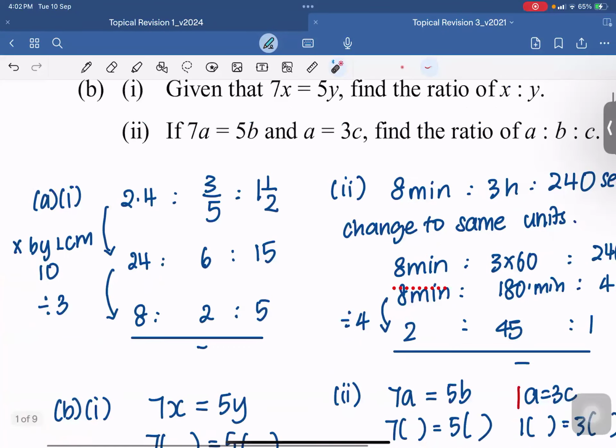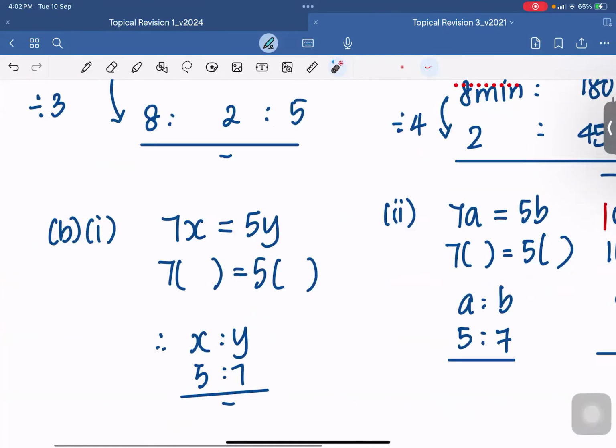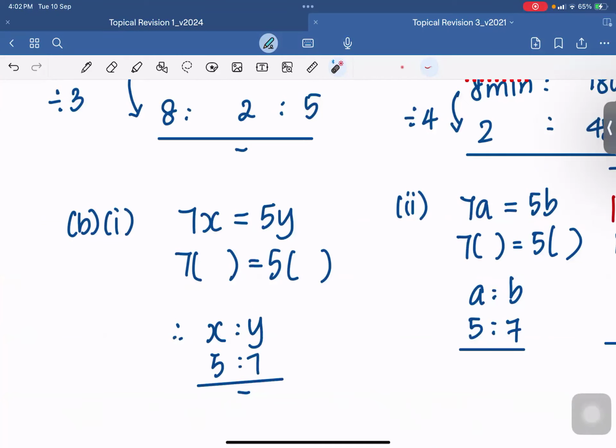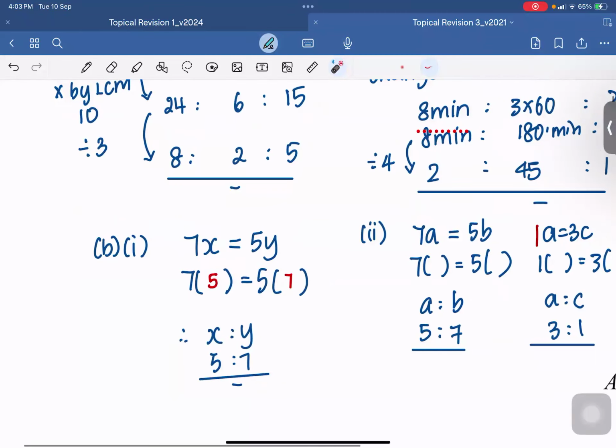Now 7x equals to 5y. I want to find the ratio. 7 need to multiply by 5 to give you the ratio for x. Okay, and 5 times 7 to give you the ratio for y. So in this case, x is to y is the number 5 is to 7. Hopefully, most of you will get this correct over here. Okay, or you can do the shortcut. X is 5 units, y is 7 units. Okay, so that's the answer for B part 1.